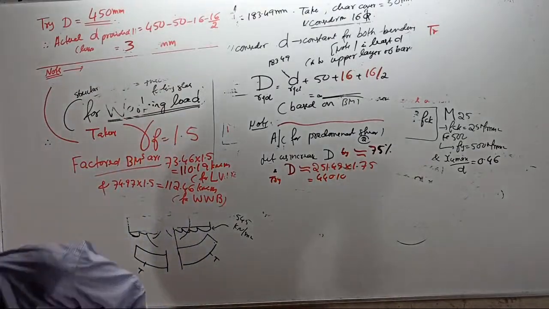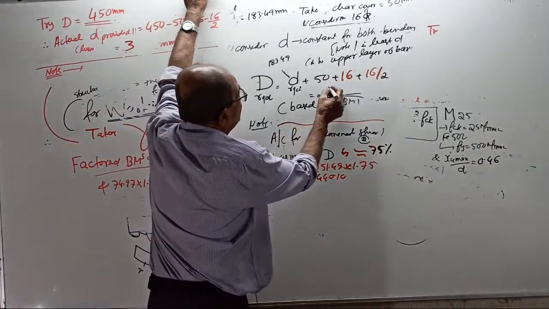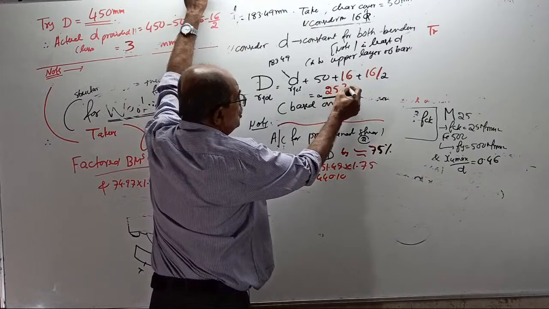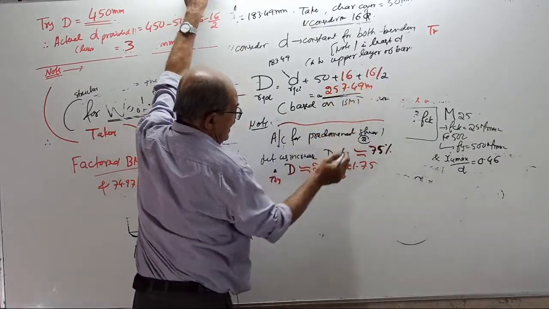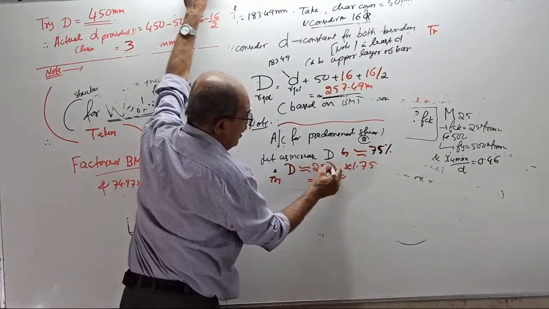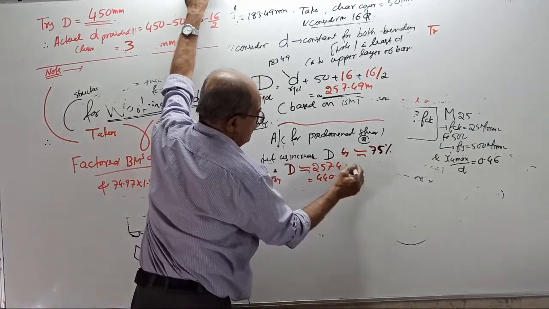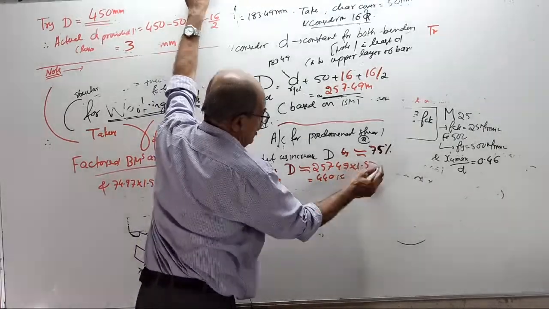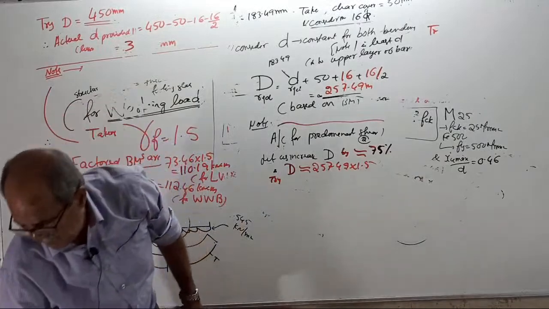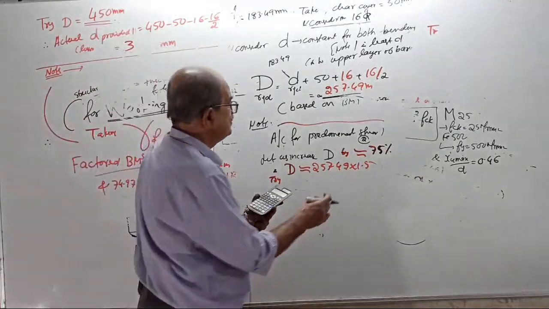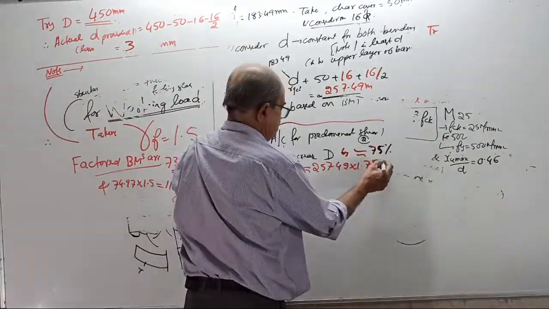257.49, correct? See, this is called unnecessary time waste. You should have told me earlier. So it is 257.49 into 1.5. How much? 257.49 into 1.75. See, 1.75.